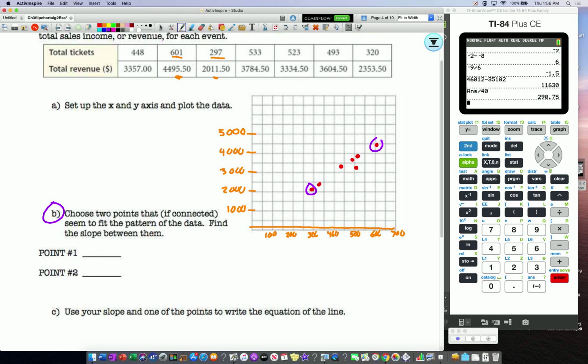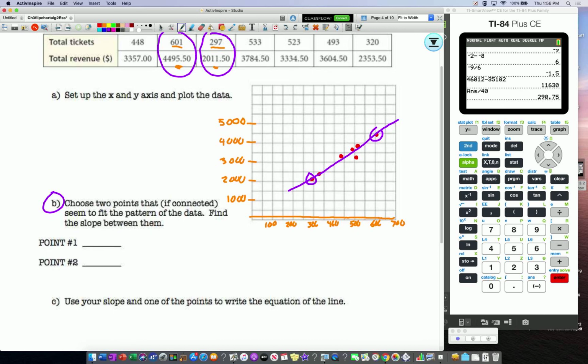Now, if I connect these, I'm just going to kind of roughly sketch these. You can see that the data fits that line pretty darn well. So I actually kind of like those 2 points. So I got to figure out where this point again is. Looks like just under 300, so it's that point. And this point here was just over 600, so it's that point right there.